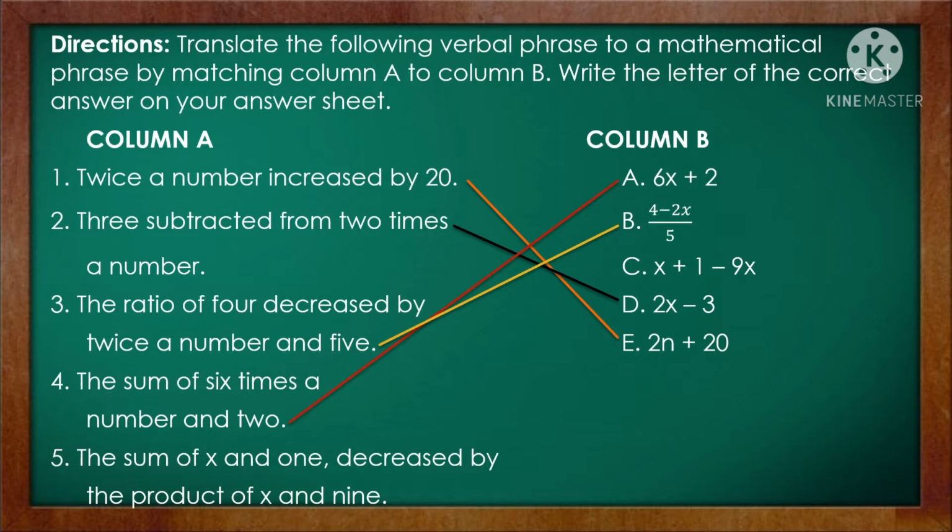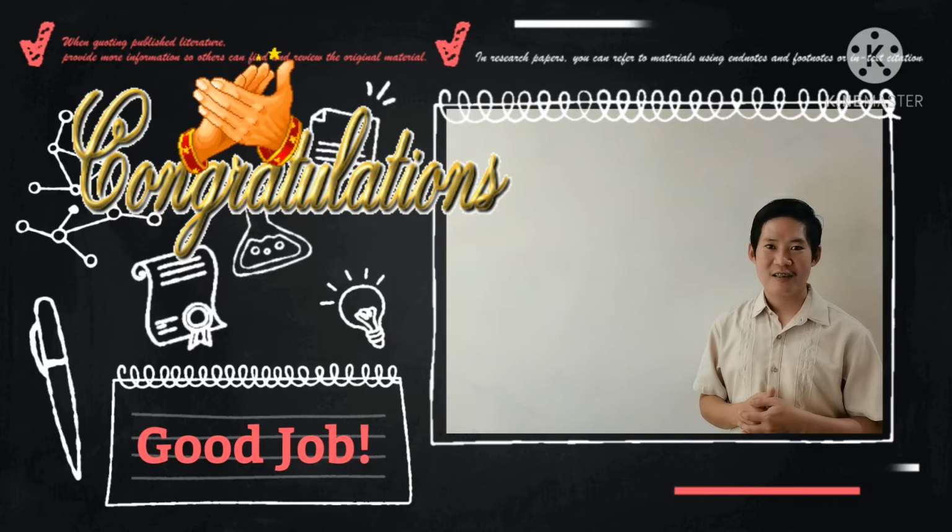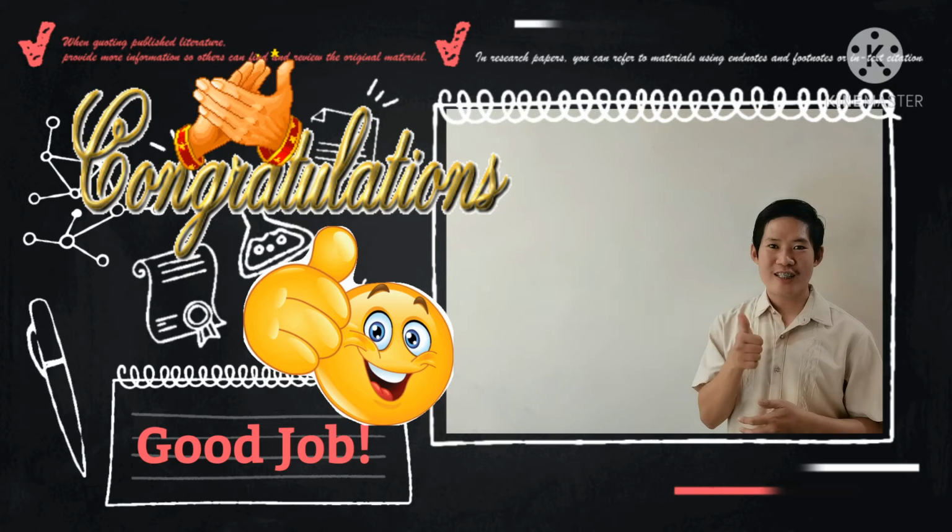The sum of x and 1 decreased by the product of x and 9 is of course letter C, x plus 1 minus 9x. For those who got all the answers correctly, congratulations! You did a great job!